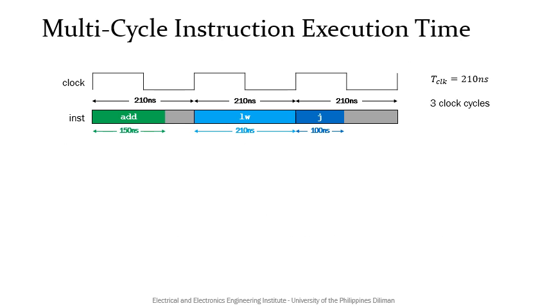With the single cycle data path implementation, we were restricted to a minimum clock period of 210 nanoseconds to accommodate the slow load word instruction. If we were to execute an add, a load word, and a jump instruction in succession, then we'll need 3 clock cycles to complete the 3 instructions, and it would take 630 nanoseconds to finish.